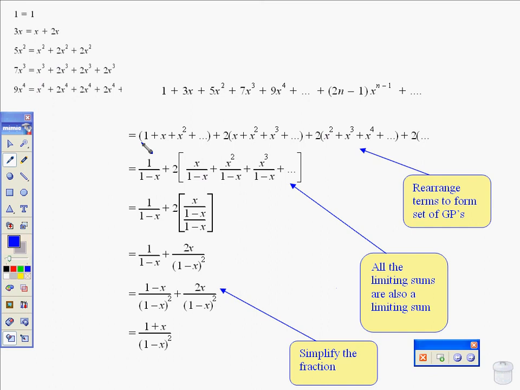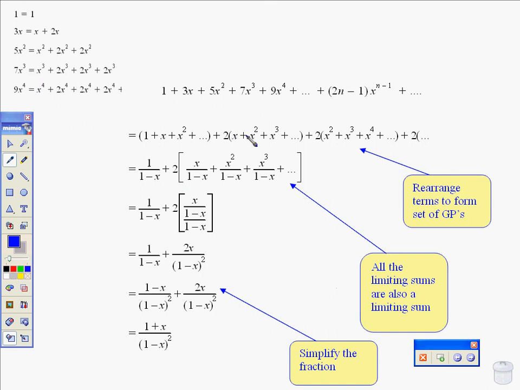Now, they want us to find an infinite series, so we must be assuming that our common ratios are between -1 and 1. So if that's the case, this geometric series here has a common ratio of x and a first term of 1. So that's where we get the a on 1 minus r. All these other ones have 2 out the front, so that's where that 2 comes from.